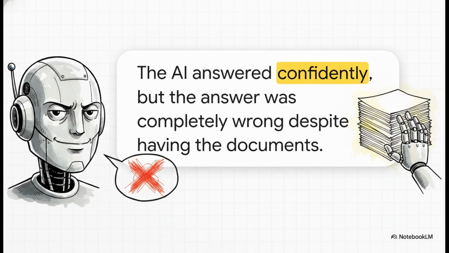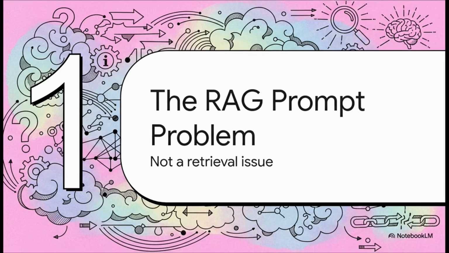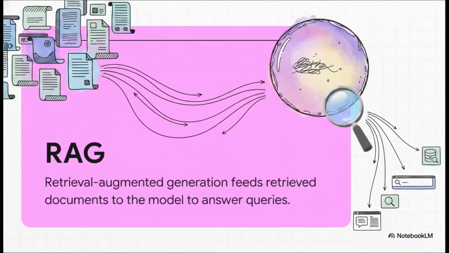Section 1. The RAG prompt problem. Because look, when that happens, it's not a retrieval problem. You successfully grabbed the right text. It's a prompting problem. As we know, RAG, retrieval augmented generation, is the engine behind most AI products today. We're talking customer support bots, internal doc search tools, those cool chat with your data features. The system grabs the most relevant documents, stuffs them into the prompt, and basically asks the model to answer from those. It's a wonderfully simple idea, but it creates real, massive problems when you don't set it up right.